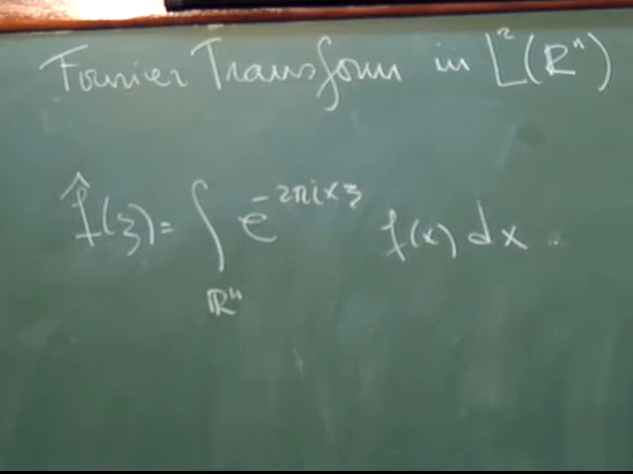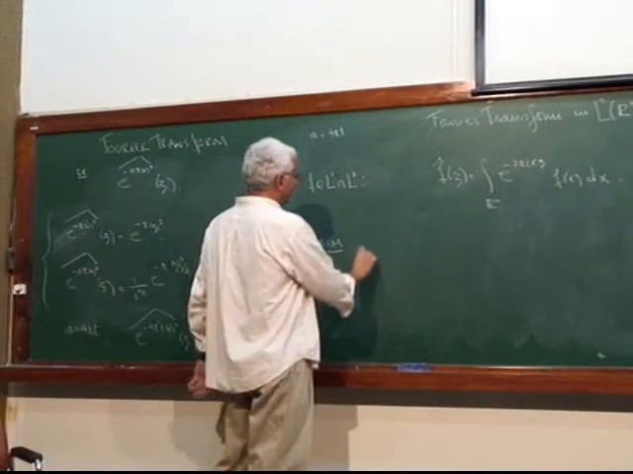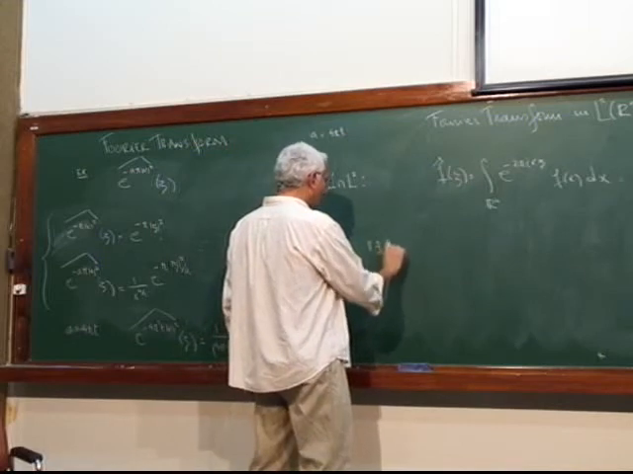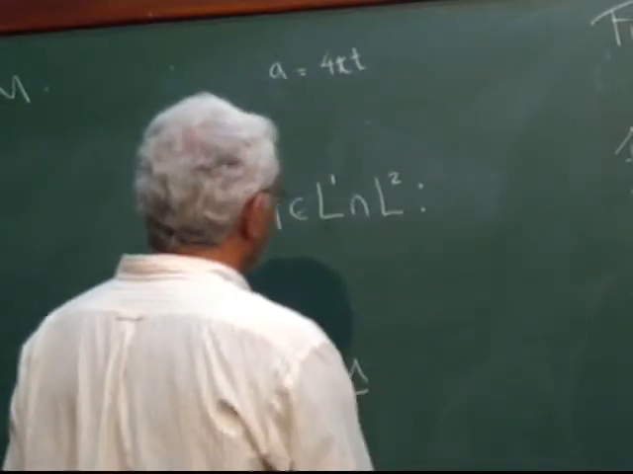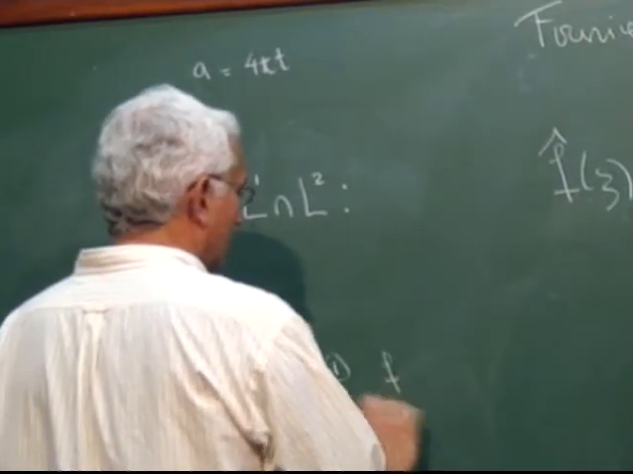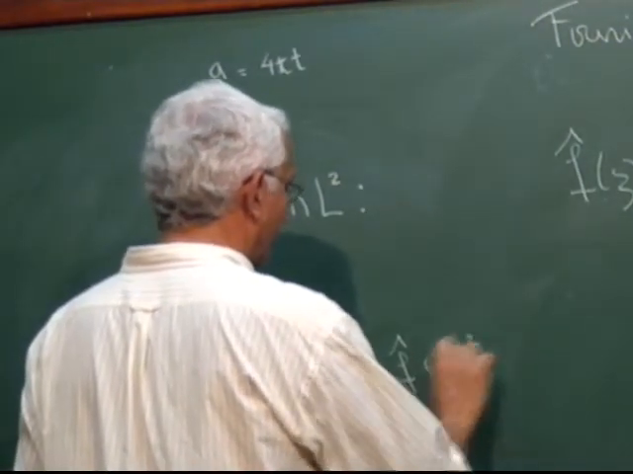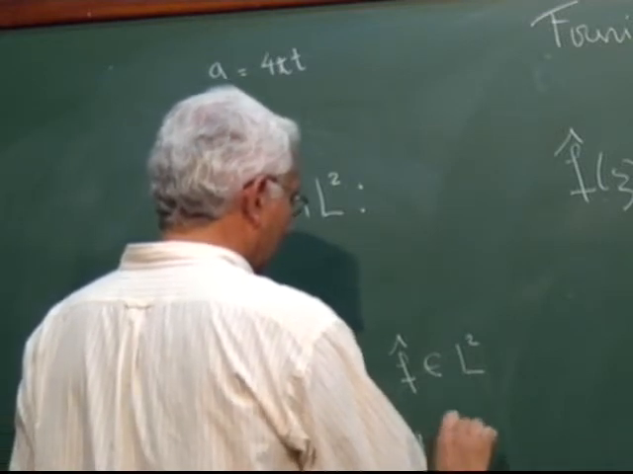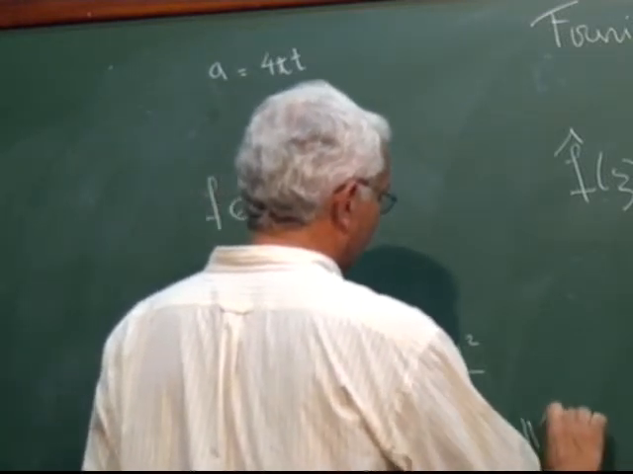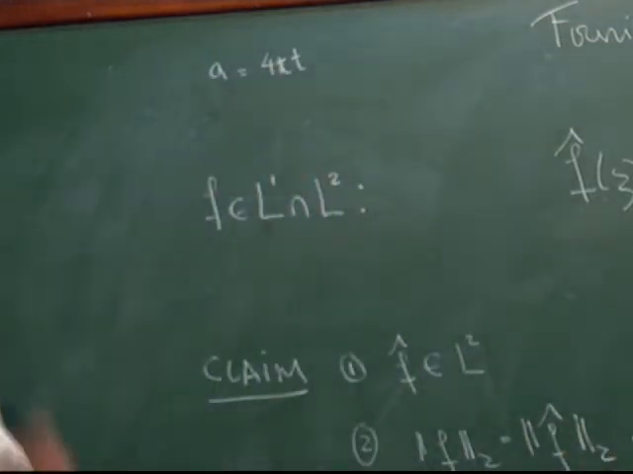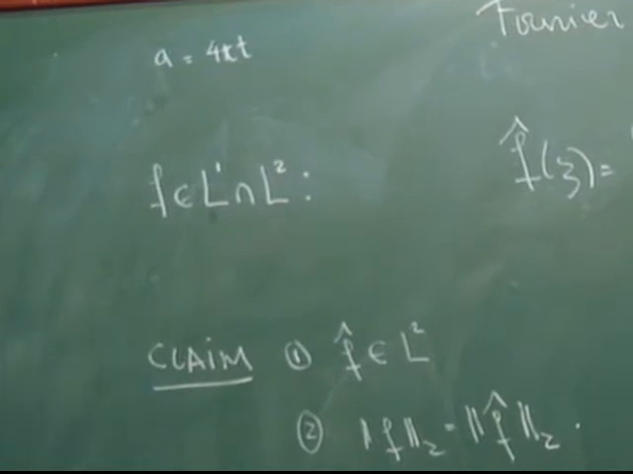Then you have to start with, suppose that f is in L1 intersection L2. Then you can write that. Okay? Our claim is, if f is in the intersection here, then we have the Fourier transform. First, this function is in L2. And second, the L2 norm is preserved. The Fourier transform preserves that. This is the claim that we want to prove.